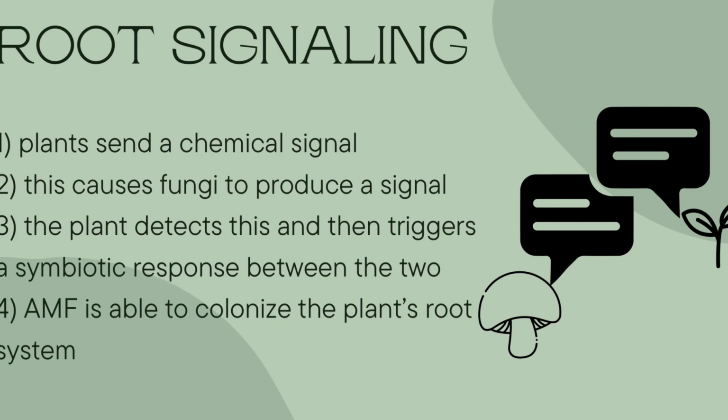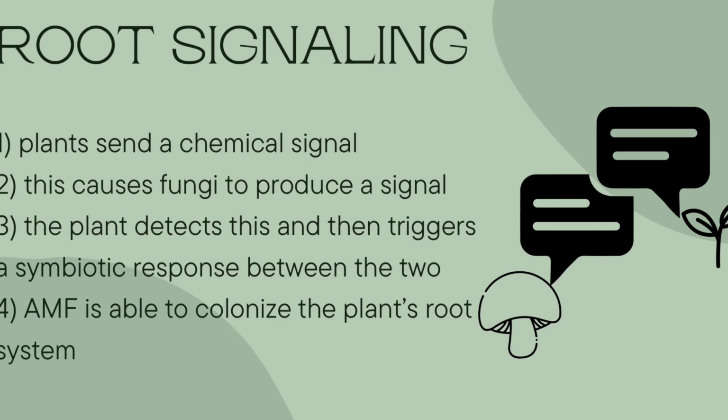Chemical communication in the form of strigolactone compounds is known to be initiated by the plants. This is then received by the fungi and elicits the fungi to produce a diffusible signal in the form of mycorrhizal factors. These are also known as myc factors. These myc factors are detected by the host plants and then trigger a symbiotic response. This allows the fungus to penetrate and colonize the area of the roots to form the symbiotic relationship.